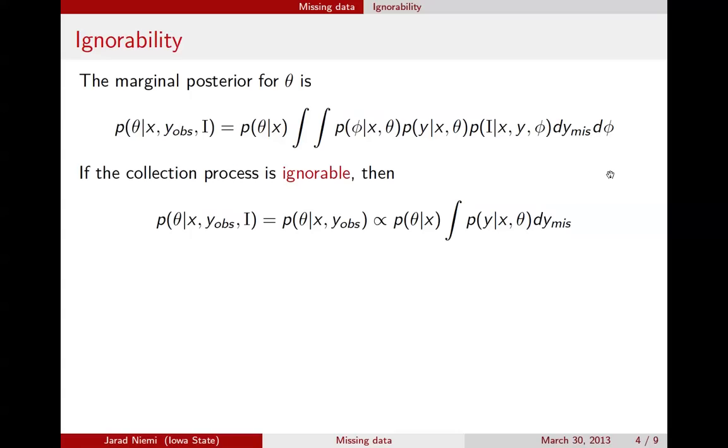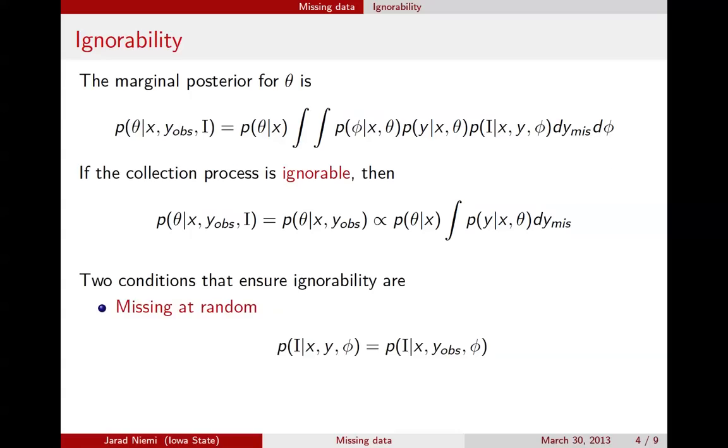Alright, so there's two conditions that will ensure this ignorability condition is true. The first one is that the data are missing at random. Formally, we could define our probability distribution for the inclusion matrix as conditional on x, the complete data y, and some parameters phi. So we've written that here. And if it turns out that the inclusion matrix does not depend on the missing data, so that it's conditionally independent of the missing data given x, y obs, and phi, then this is called missing at random. So that's the first condition.